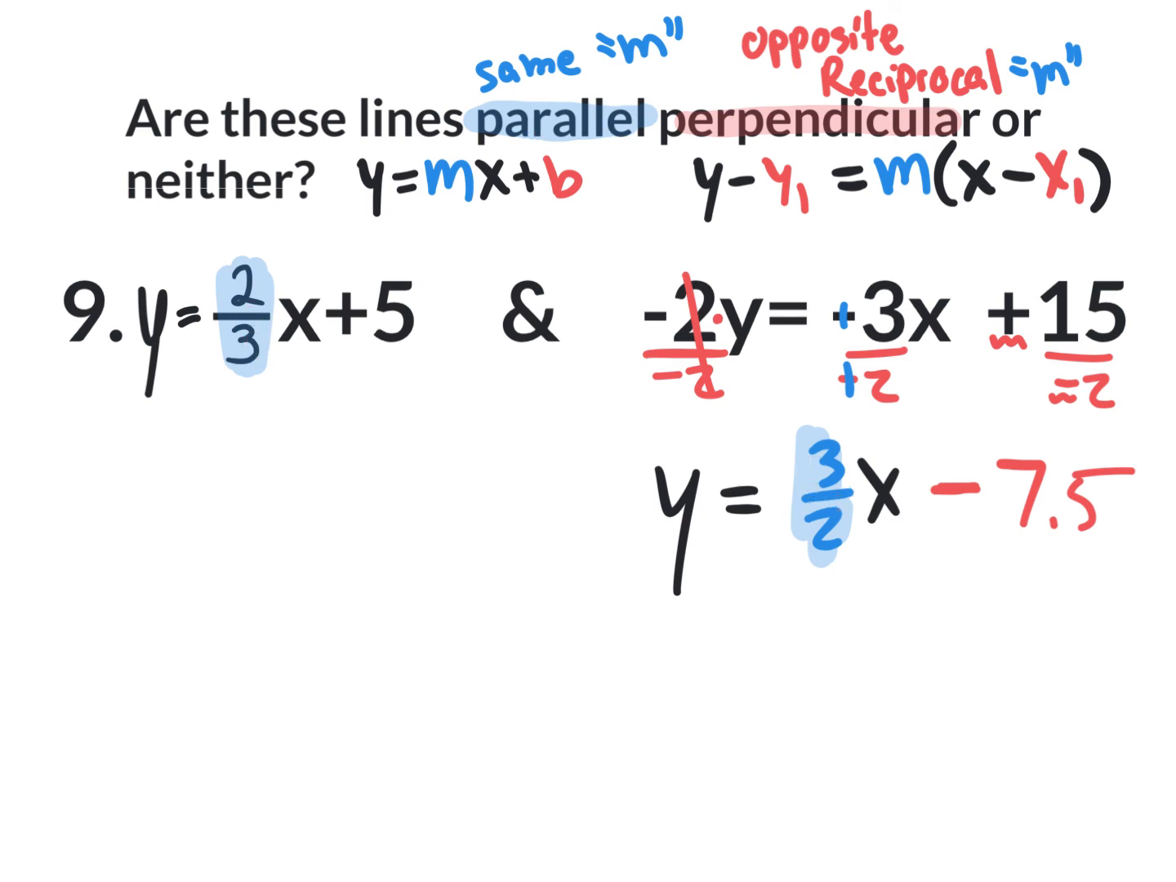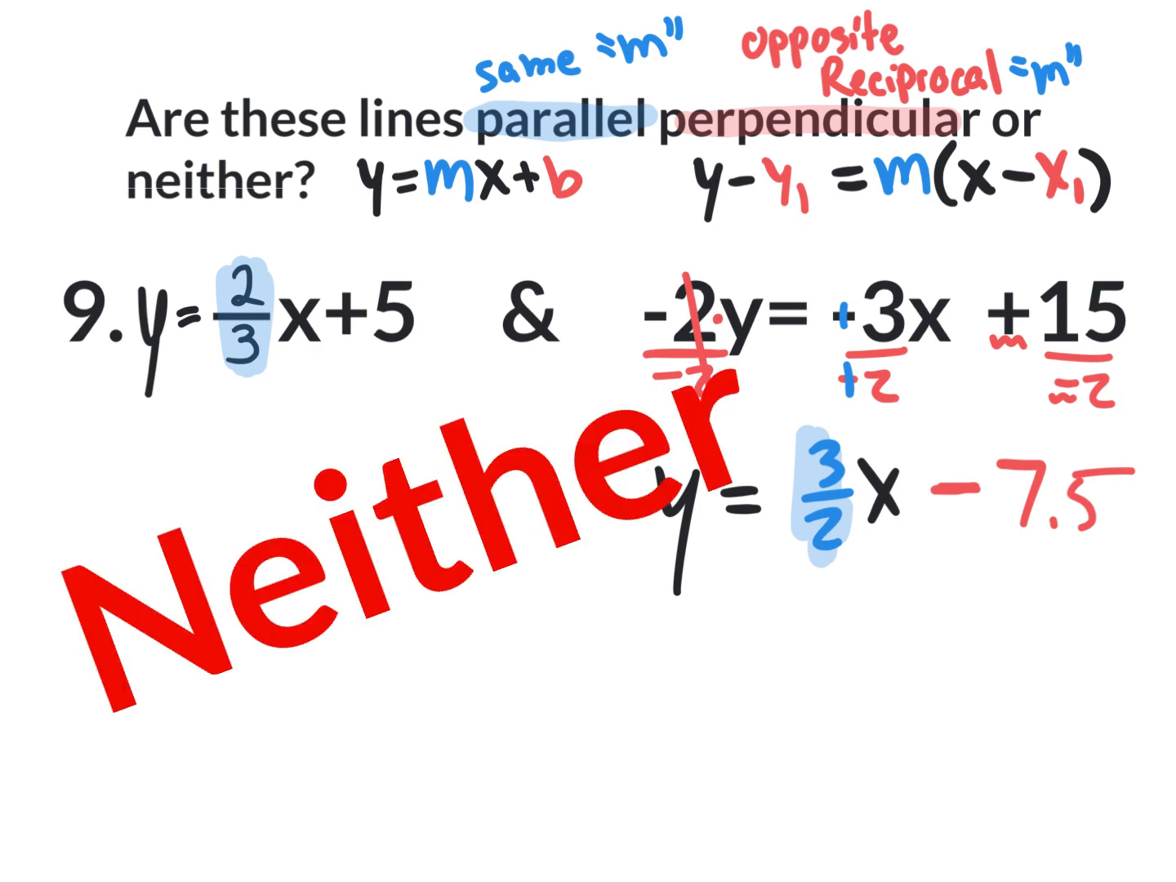Are they opposite reciprocal slopes that make them perpendicular? They're not. This is positive, this is positive. So they're not opposite. Yes, they are reciprocals, 3/2, 2/3, 3/2, 2/3. They are reciprocals, but they're not opposite reciprocals, so they are not perpendicular. Right here we would say neither.